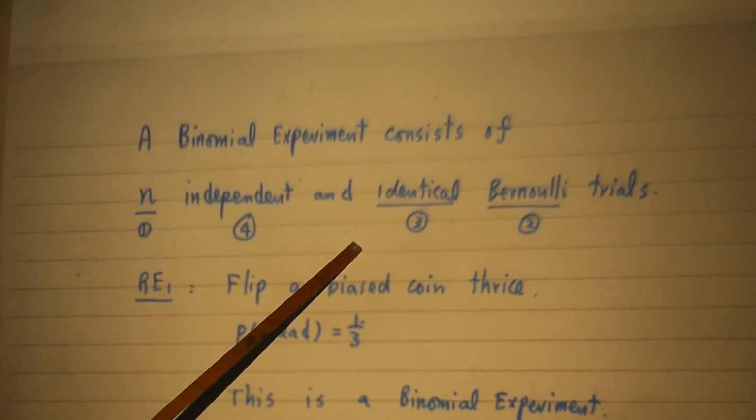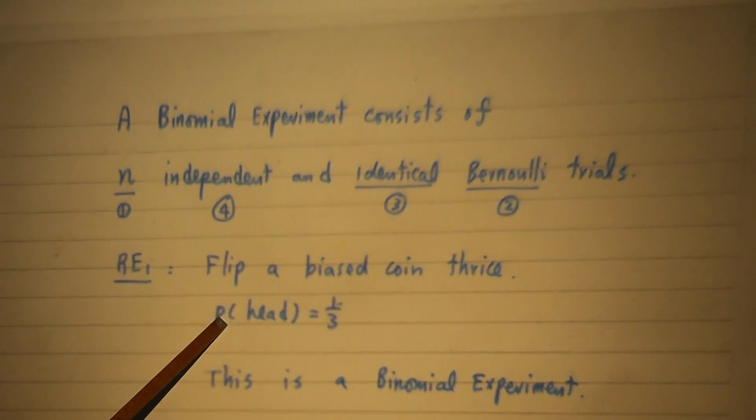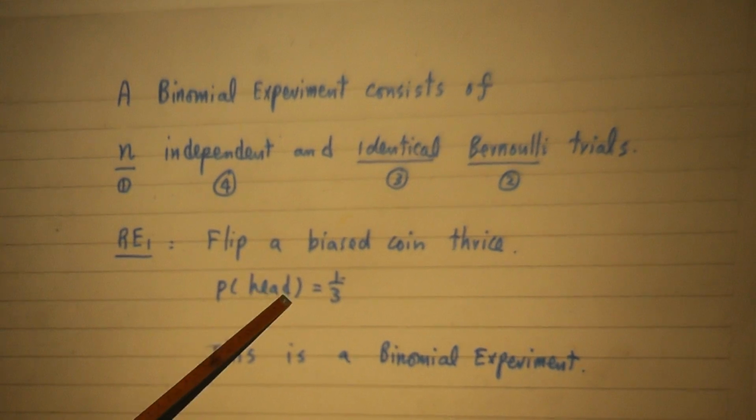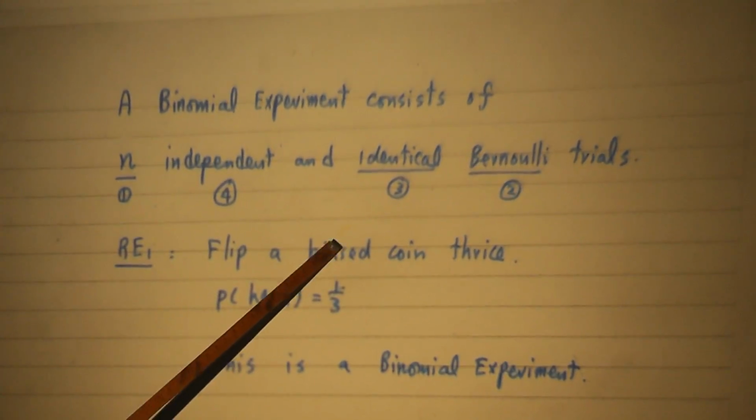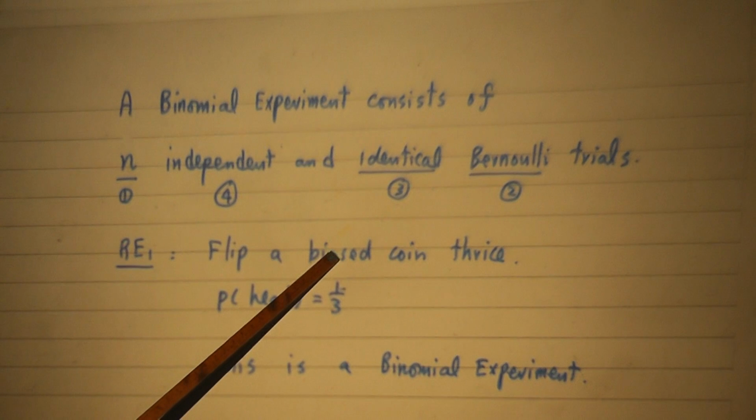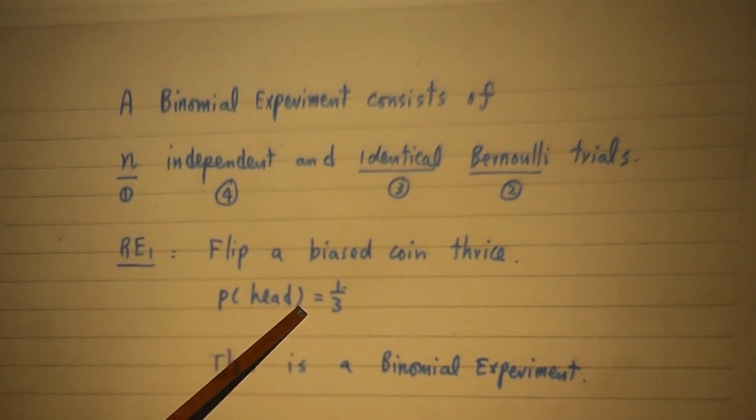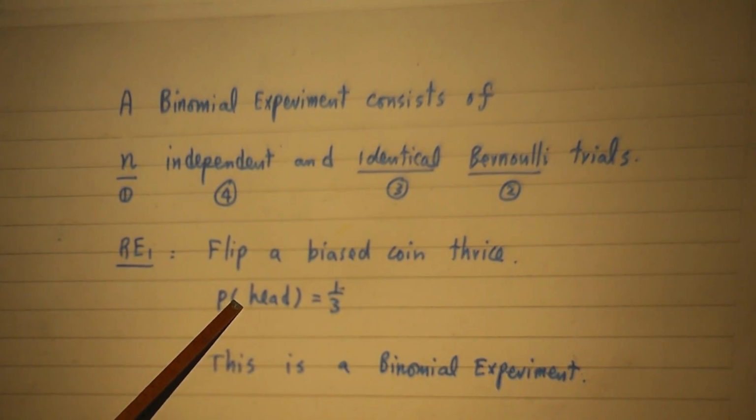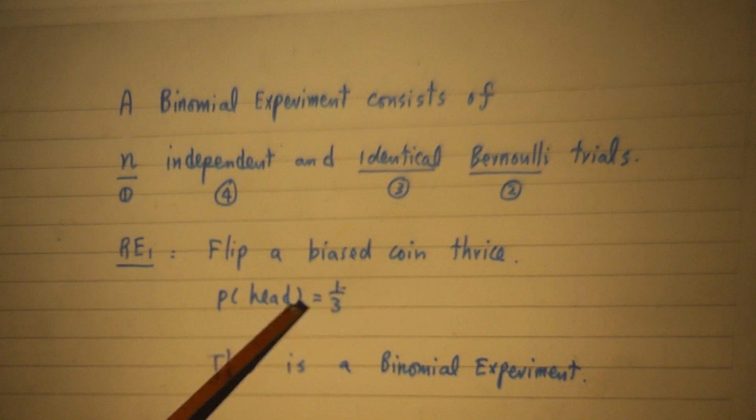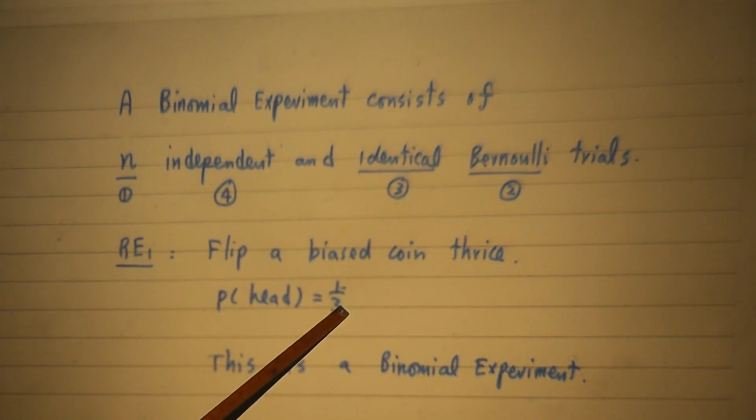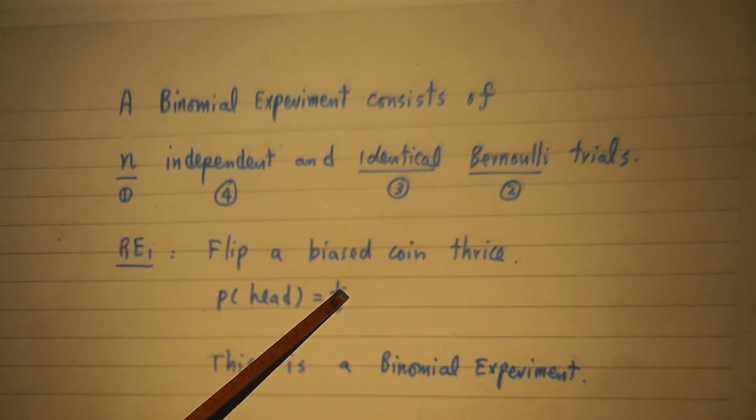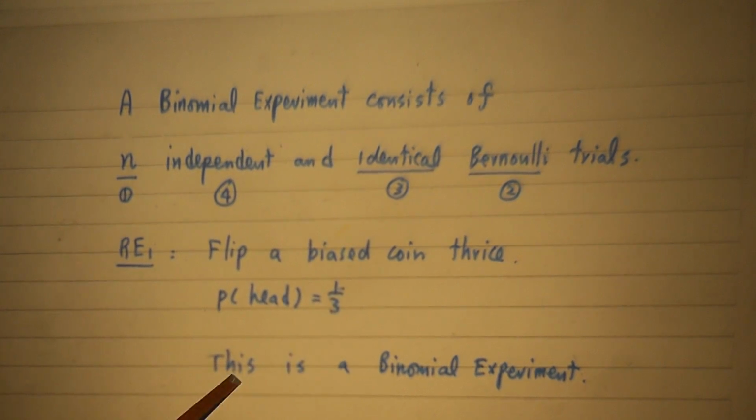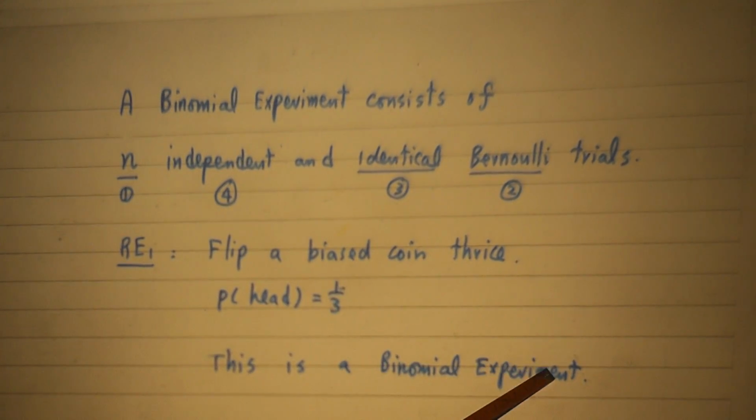Now, when we say biased, what does that mean? Well, we say the probability of getting heads is 1/3. That is the chance of this biased coin landing on a head. When I say the probability of getting heads is 1/3, what does that mean? That means when you flip the coin 300 times, you expect to see 100 heads. This is a binomial experiment. Okay?